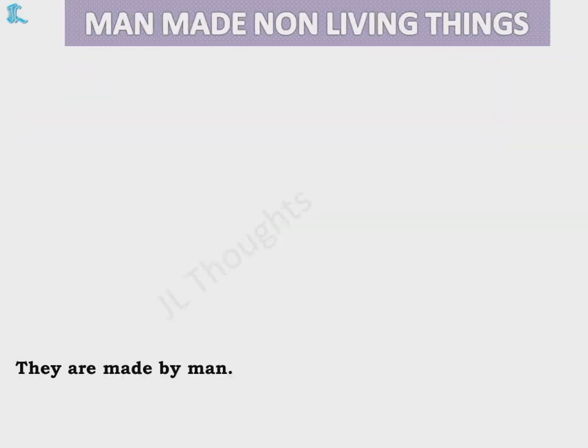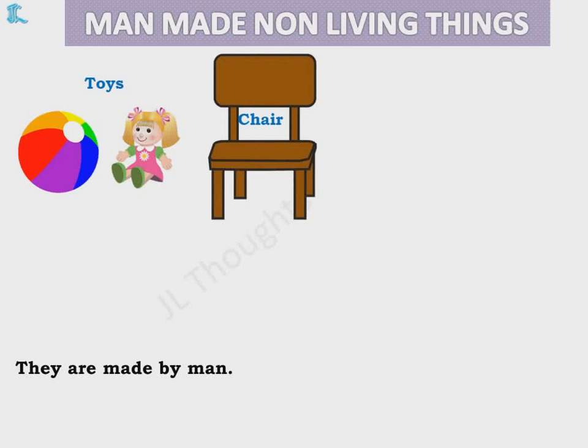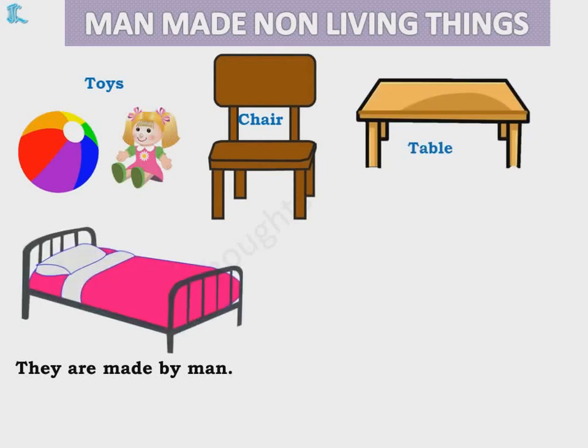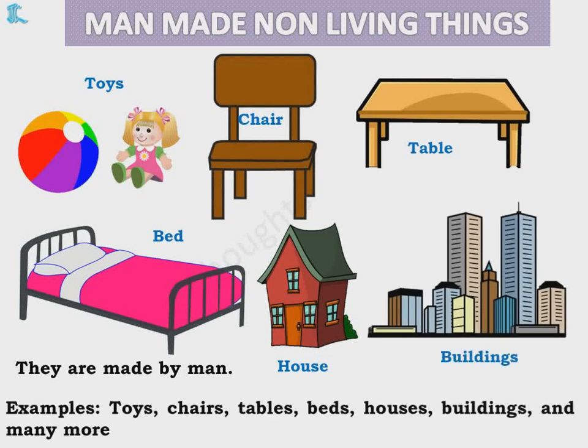Man-made non-living things are made by man. Examples: toys, chair, table, bed, house, buildings, and many more.